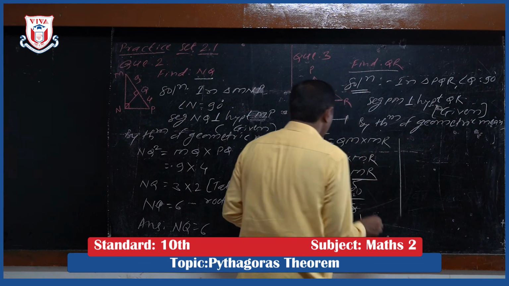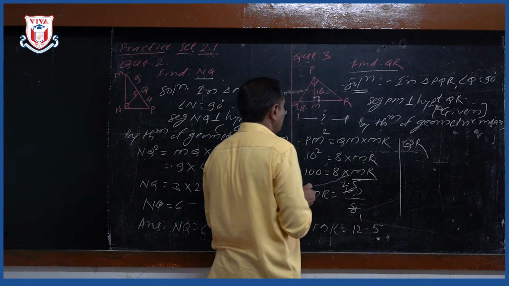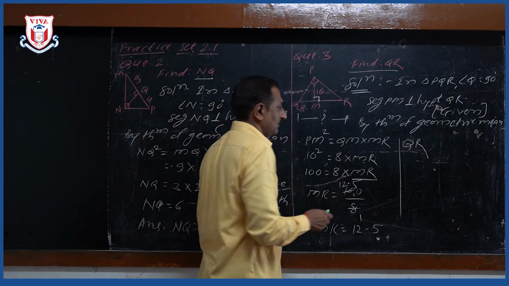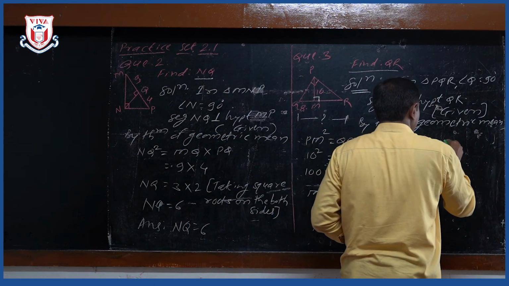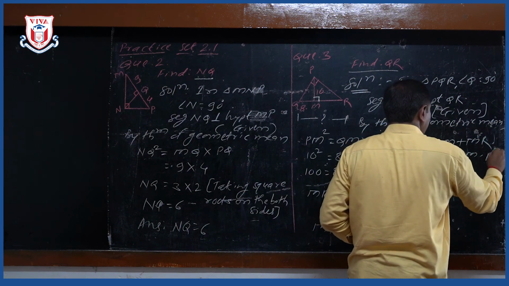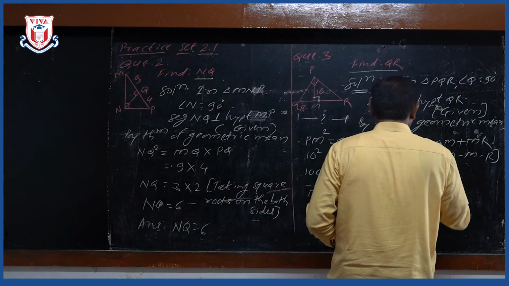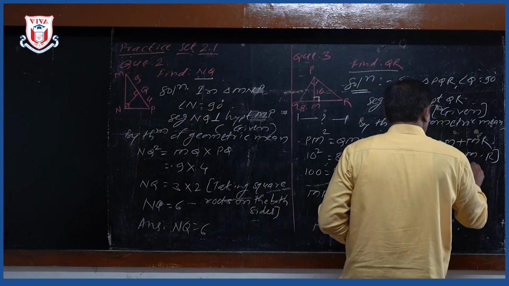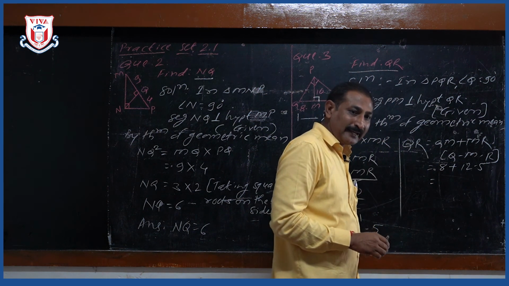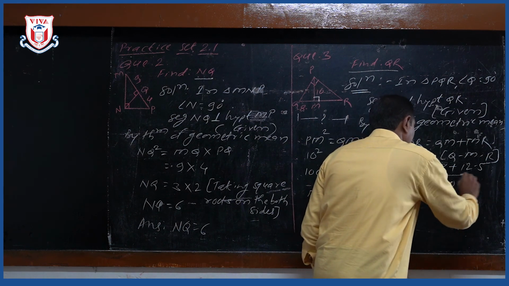Now, this total QR is equal to QM plus MR, by betweenness, QM plus MR. Now substitute the values. QM is 8 and MR is 12.5. Addition, 12.5 plus 8 is 20.5. QR is equal to 20.5.